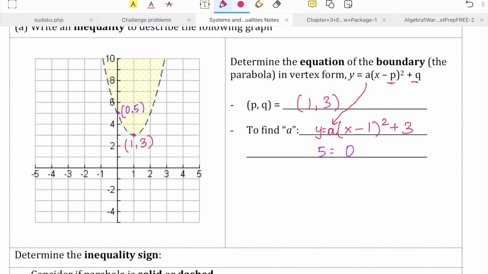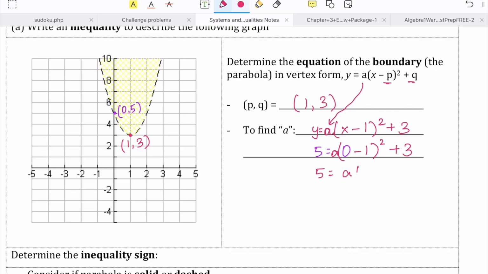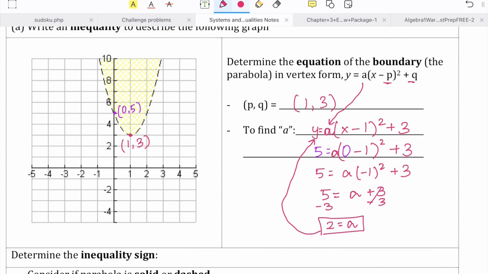So 5 is equal to a times (0 minus 1) squared plus 3. 5 is equal to a times, -1 squared is just 1, so a plus 3. Subtract 3 on both sides and I get 2 is equal to a. Okay. Now I need to put it in this equation. So y is equal to 2(x minus 1) squared plus 3. And that's my actual answer. Okay, so the quadratic equations function unit is important for you to do well on these questions as well.